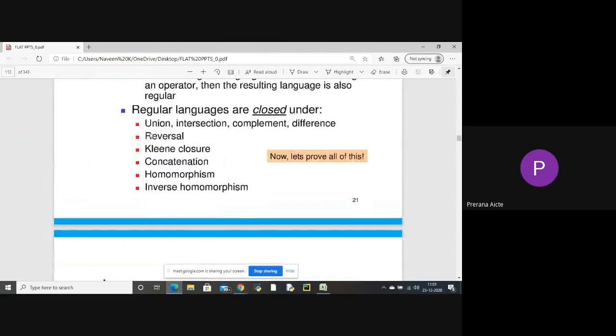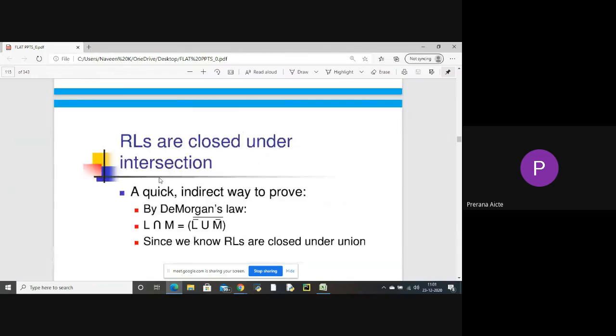So it means that the regular languages are closed under union, the regular languages are closed under intersection, and regular languages are closed under complement, difference, reversal. For example, if two languages A and B are regular, then A union B is also regular language. In the same manner, if two languages A and B are regular, then A intersection B is also regular. Okay, this comes under regular languages.